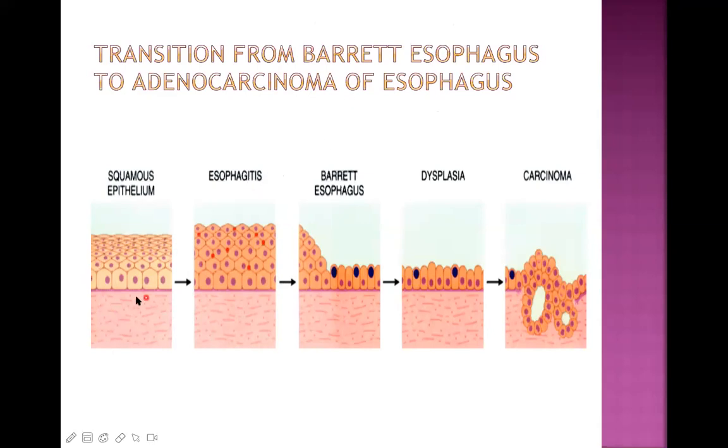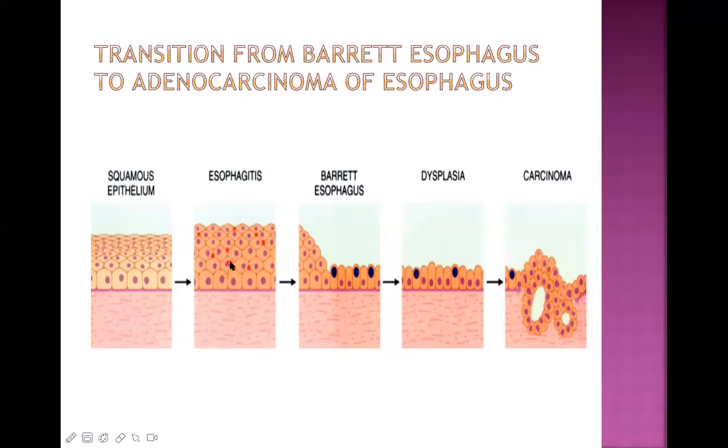So this is the normal squamous epithelium of the esophagus. This is the basement membrane. Now, because of the reflux of the acid, it has developed esophagitis or inflammation.